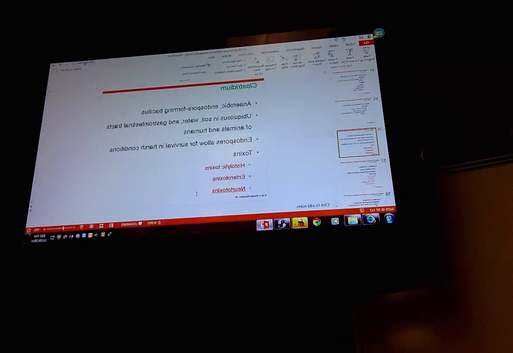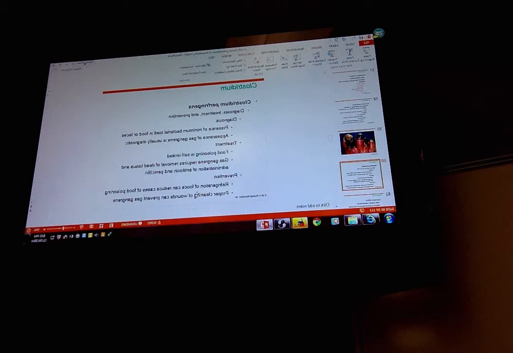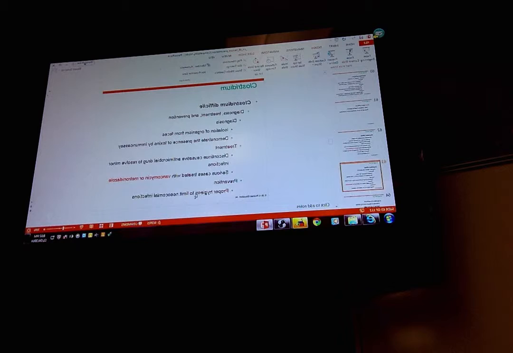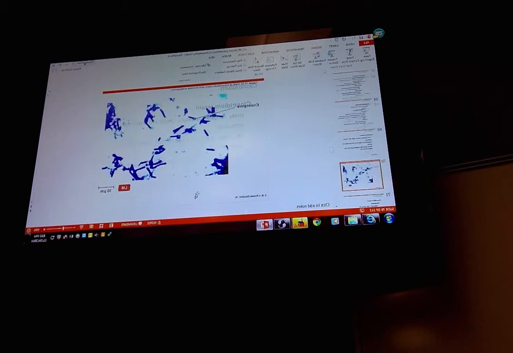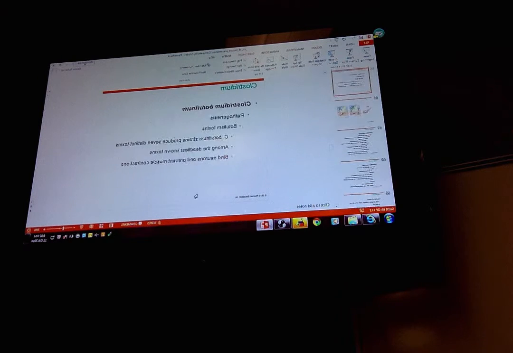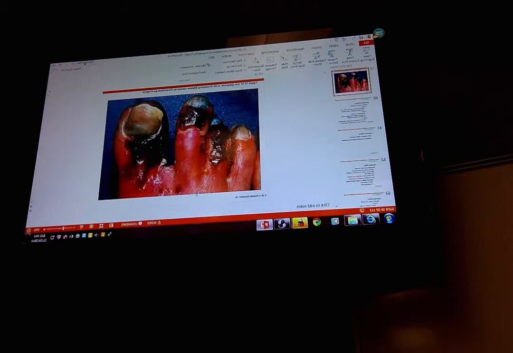I would like for you to know the main Clostridial species. So C. perfringens, C. difficile, C. botulinum, and C. tetani. Okay. I would like for you to know at least that C. perfringens is gangrene, and C. difficile is predominantly an intestinal infection.